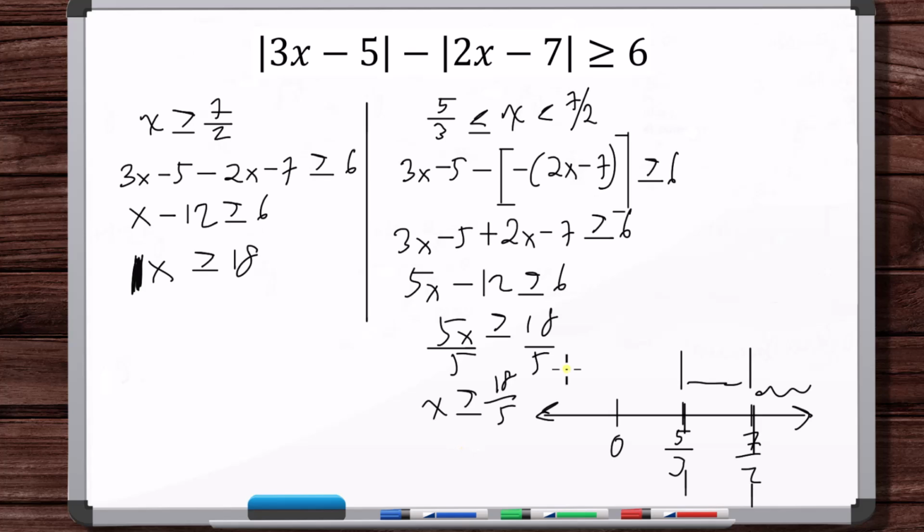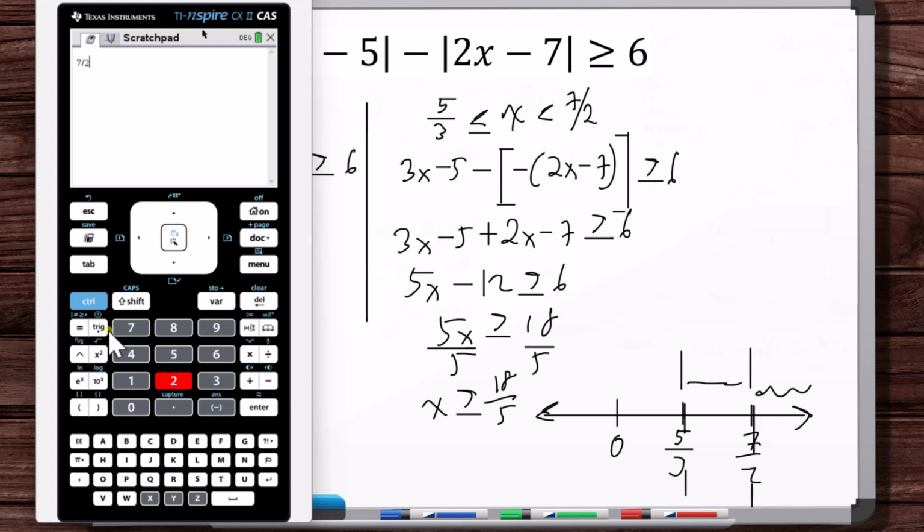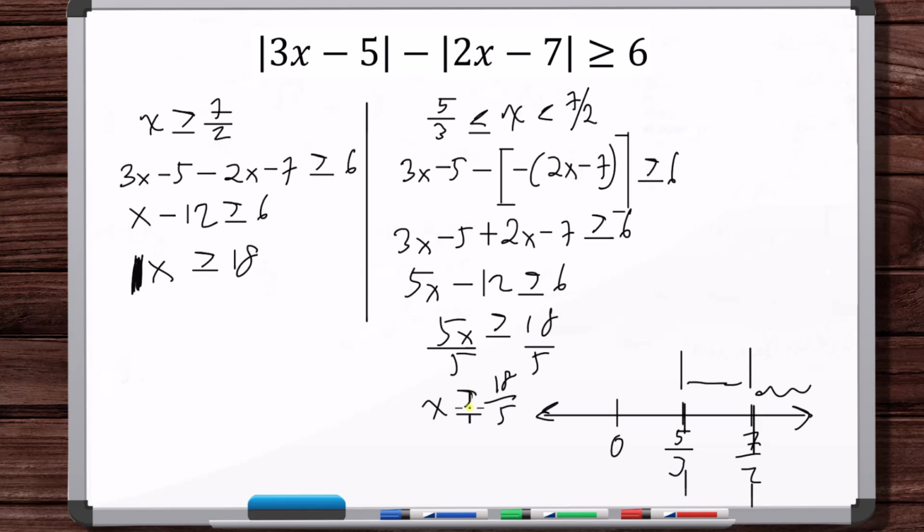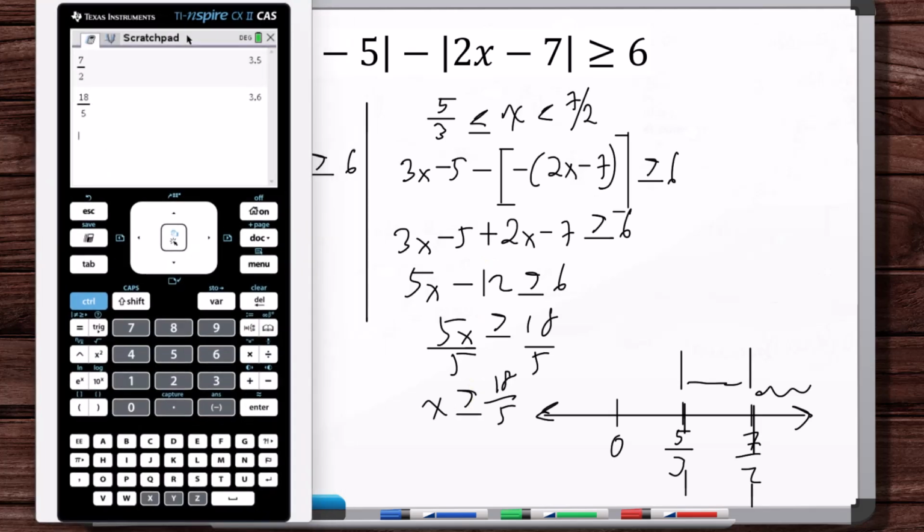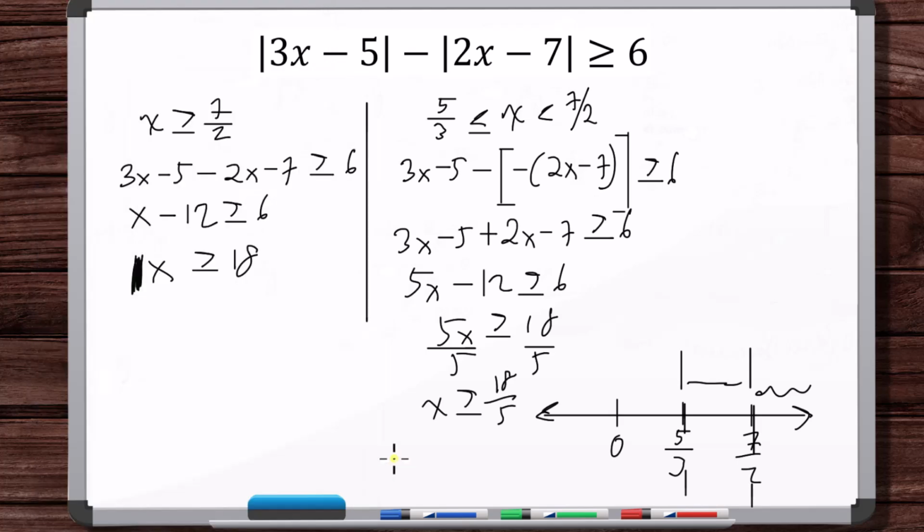Okay, where do these two intervals overlap? X is greater than or equal to 18/5. And x is, let's see, 5 times 3 is 15, 2 times 3 is 6. So let's use the calculator here. 7 halves is 3 and a half. 18 fifths is 3.6. So, well, these don't overlap then, right? Anywhere. No. So there's no solution here.